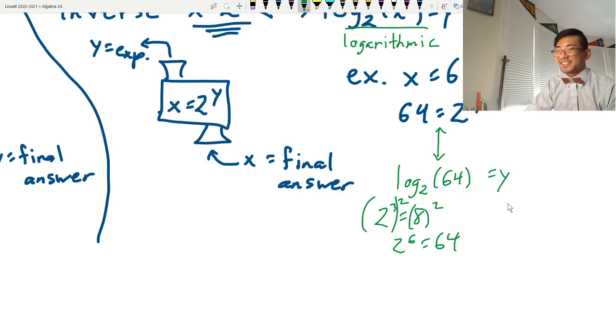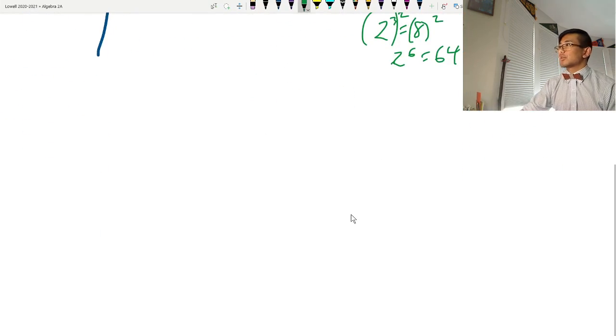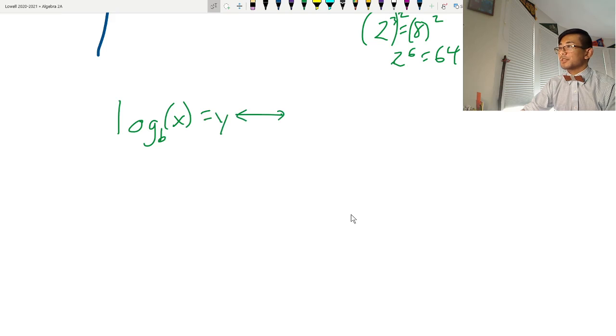2 to the 6th power is equal to 64. And this tells us then that y is equal to 6. Okay, so that's all a logarithm is. It's just the exponent that gets you to some final answer. If you want to generalize it, log base b of x is equal to y. Again, this is synonymous with b to the y is equal to x.